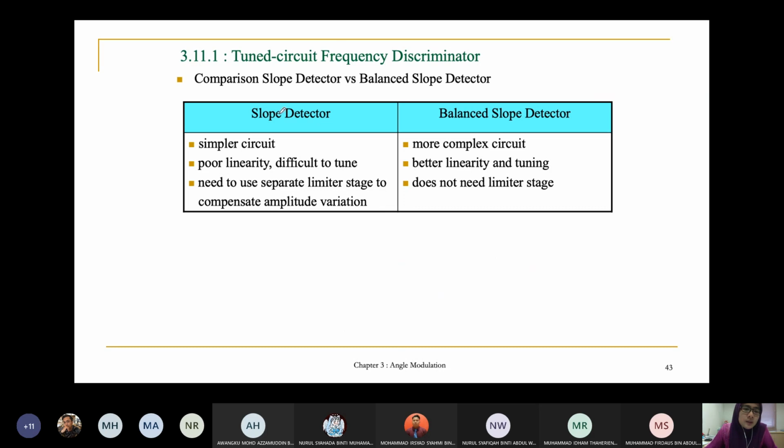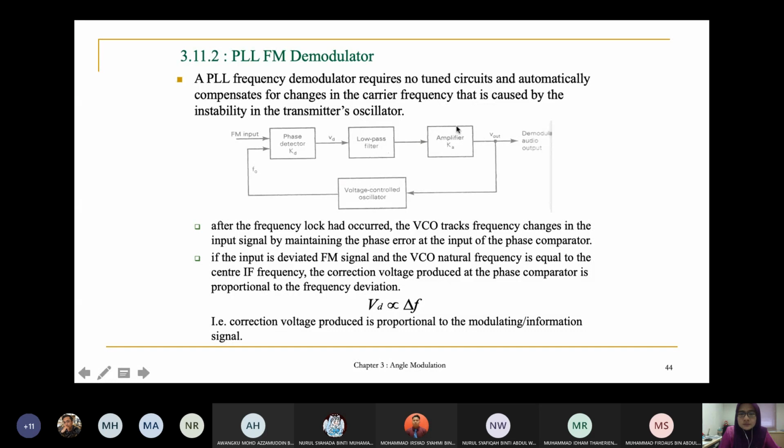You can see over here that even though the slope detector is simple and the balanced slope detector is complex, the balanced slope detector is better in terms of linearity and tuning, and it does not need a limiter stage. This one you can also read by yourself, the PLL FM demodulator. You can roughly read through this, but you don't need to know in detail how it works.